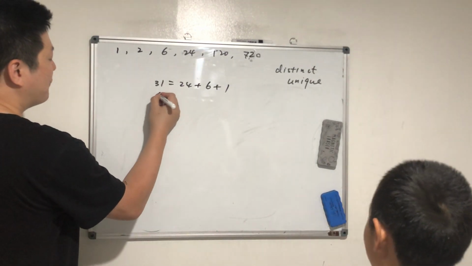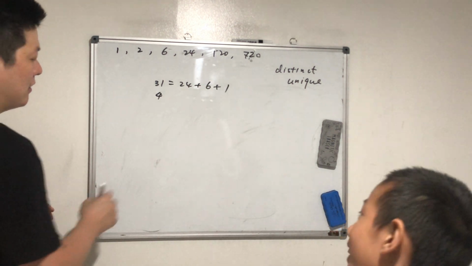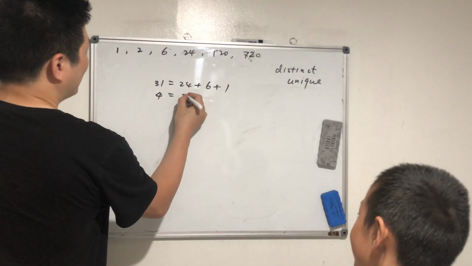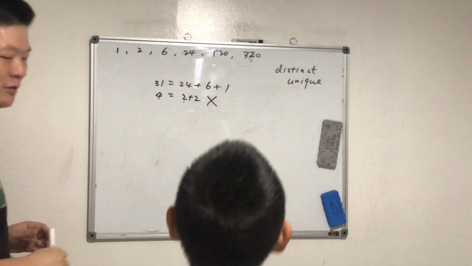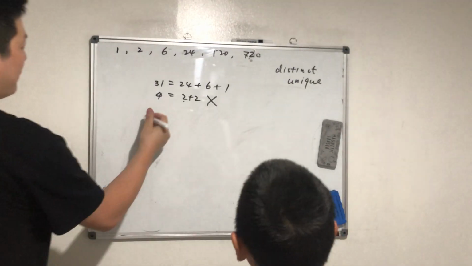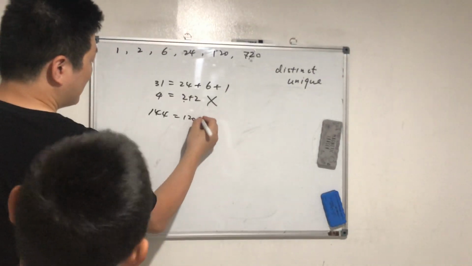How about 4? No. Why is that? You can't use 2 twice or use 1 four times. Because 2 we are using twice. Okay, another one is 144. 120 and 24.